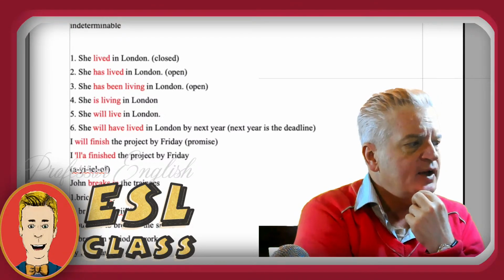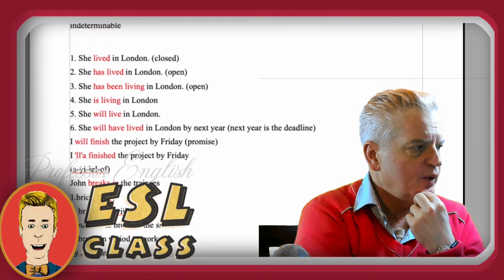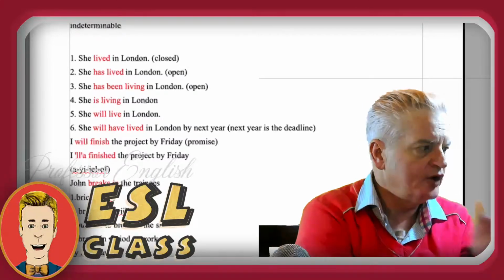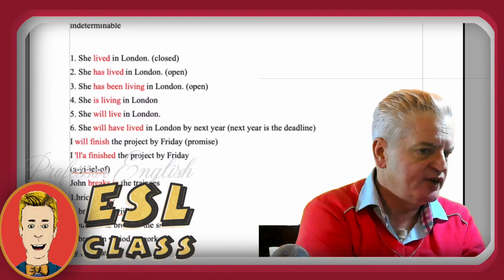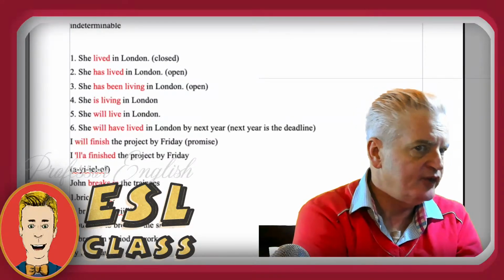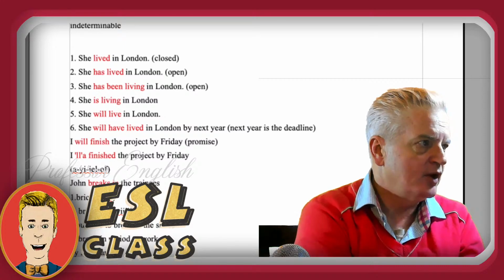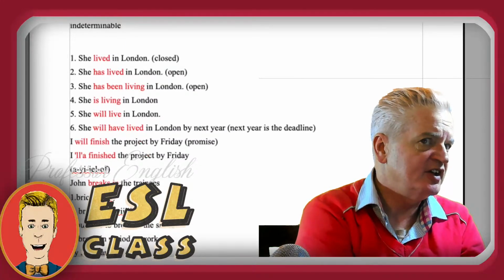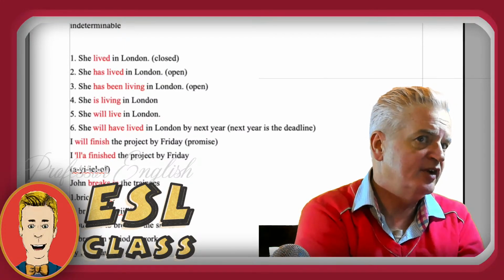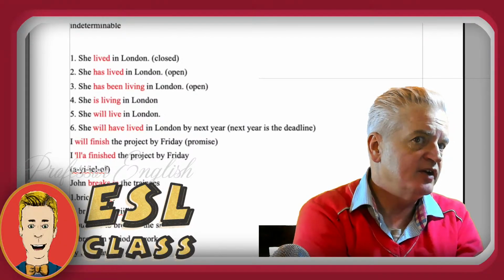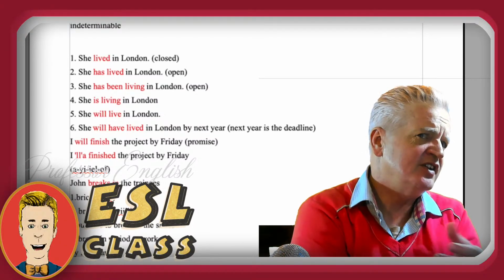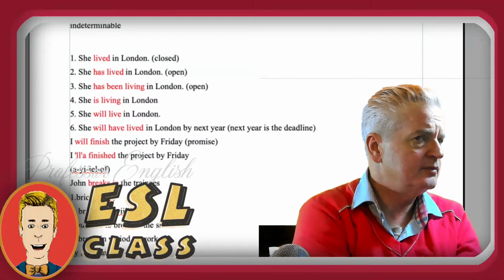Well, I like what you said about number 3, that 3 emphasizes the moment, but it also tells us it was different in the past, and maybe it will be different in the future. That's number 3. She has been living. So it was different in the past. At some point she moved to London. She's there now, and it's open, so it seems like probably she'll move again.